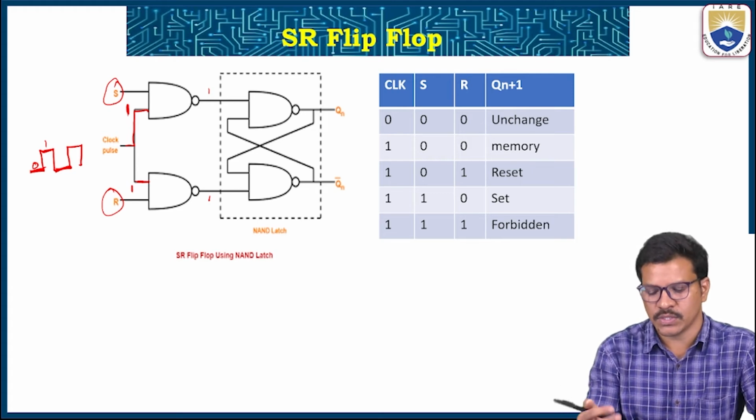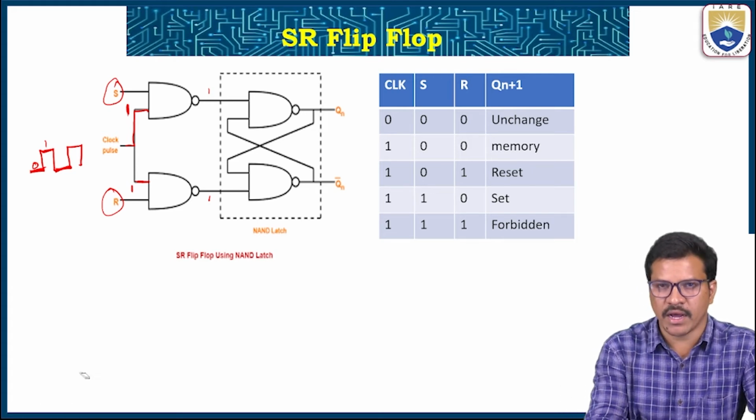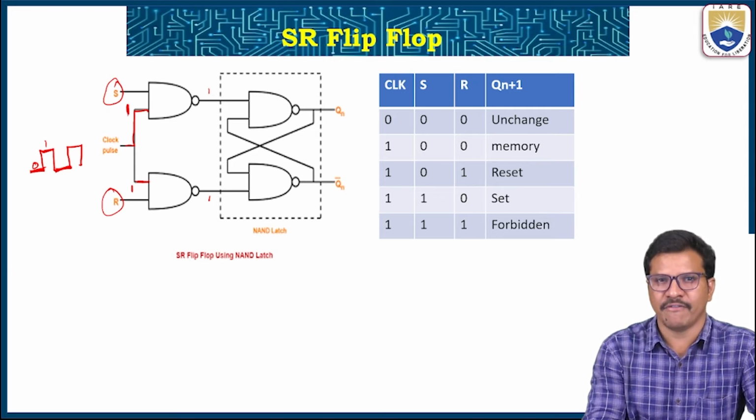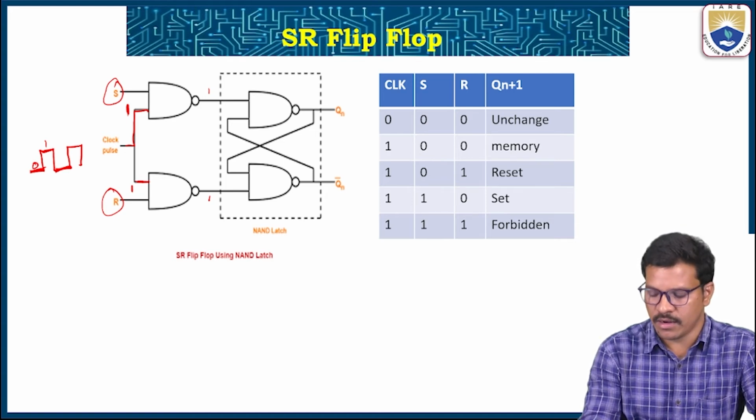That's why, whenever clock is high, it allows the S and R inputs to the latch. So now let us see that by combining all these gated circuits, we can call it a flip flop, SR flip flop. Now let us see the simple truth table, then the characteristic table and the characteristic equation for SR flip flop.